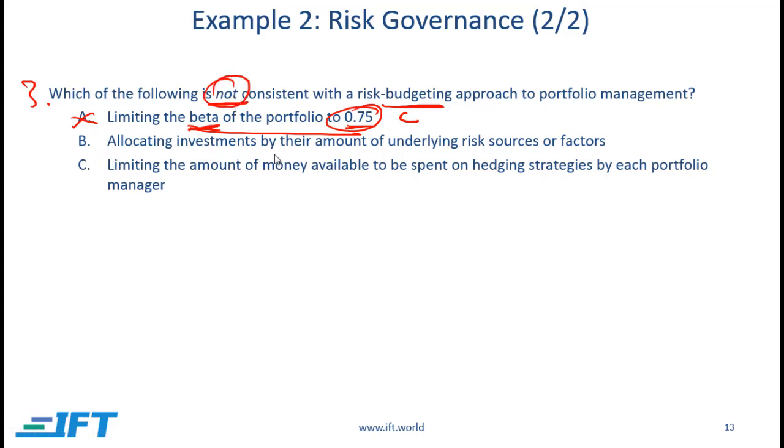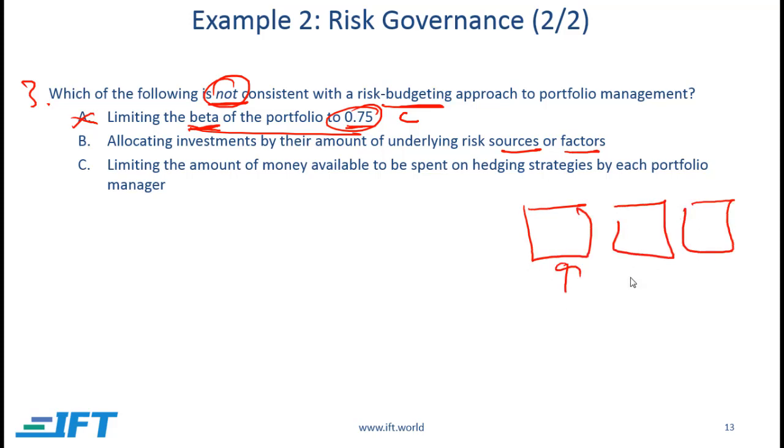B, allocating investments by their amount of underlying risk sources or factors. Now this is also fine. We can have different buckets which are impacted by different risk factors, and we talked about this. One bucket can be impacted by global equity risk, then we can have domestic equity risk, we can have fixed income related risks. So option B is consistent with a risk budgeting approach, therefore not the right option.